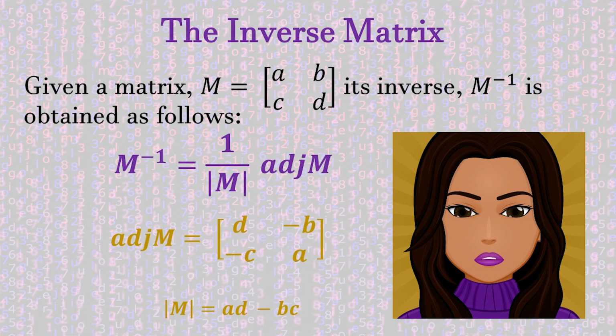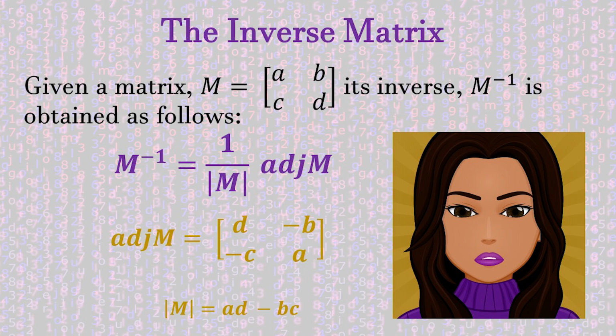Now, to find the inverse, we need to know about the adjoint matrix. Our adjoint matrix is that matrix where we switch around the elements on our leading diagonal, and we take the negative of the values on the non-leading diagonal. Once we can do this, and we can find our determinant, our inverse is simply obtained by putting together all the information using the formula given.